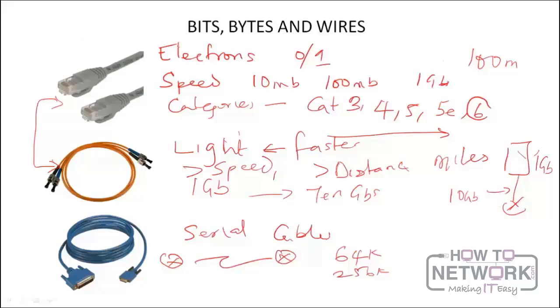Now, speeds are measured in bits and bytes. You should know the difference between a bit and a byte. A bit is a binary digit, and it could just be 0 or 1. On the other hand, a byte is 8 bits. So when you have 8 bits, you make a byte.